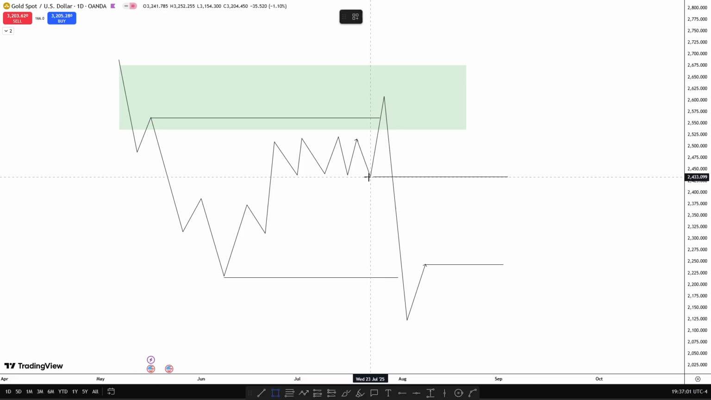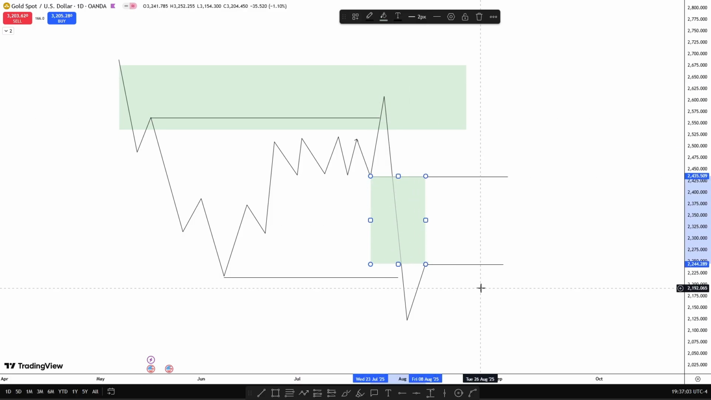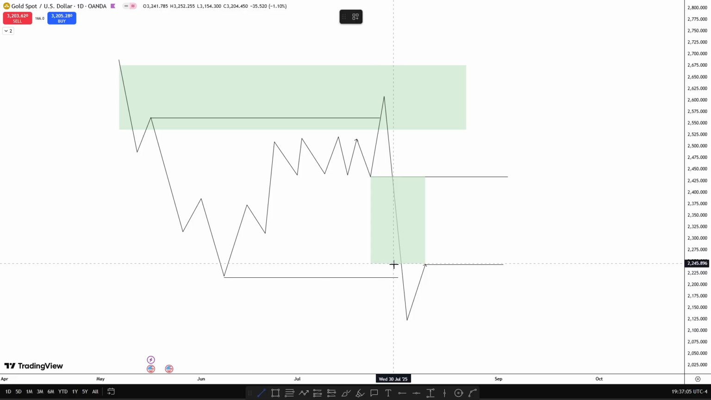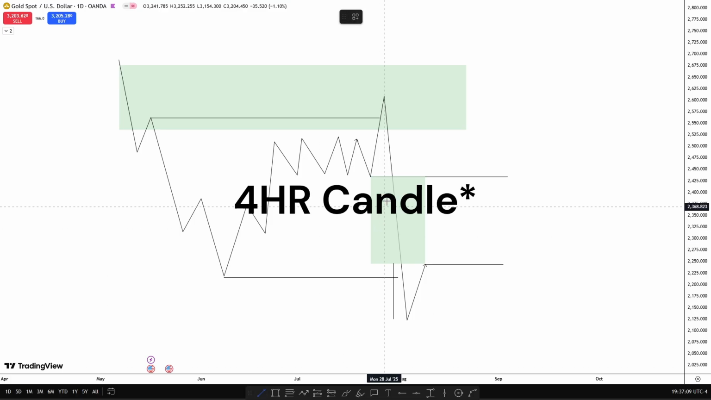So right here, just like that, that's going to be your higher time frame 4-hour fair value gap, and this is going to be your lower time frame market structure.